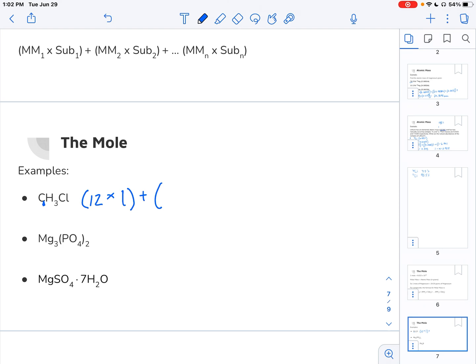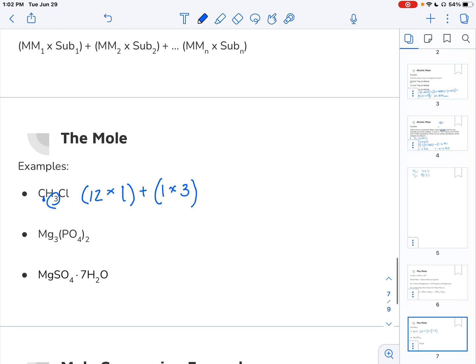Then we do hydrogen, which the molar mass on the periodic table is 1. And we have 3 of them because we have a subscript of 3. And then we do Cl, which is 35.4, somewhere around there, depending on the periodic table you're looking at. And we have 1 of them. Then you just plug this into your calculator. And you get 50.4 grams.